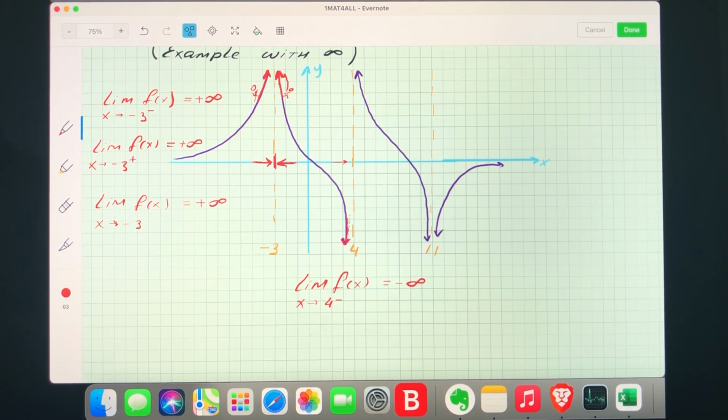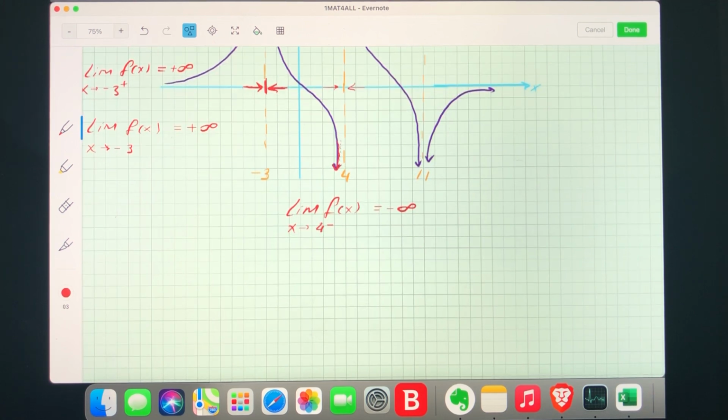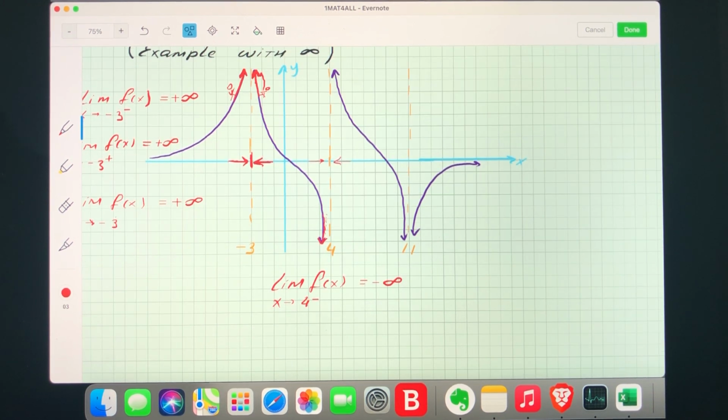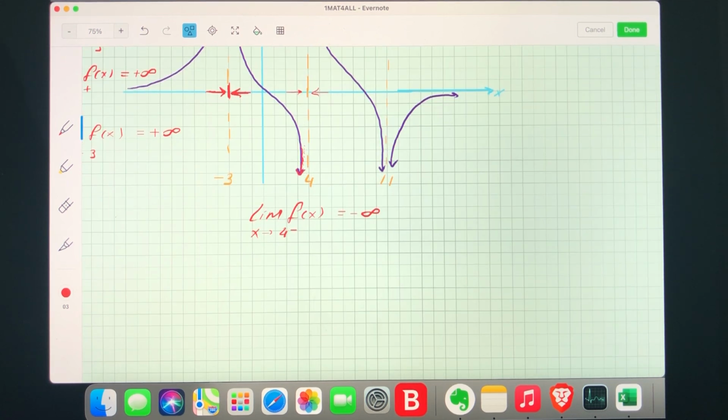Now, as I'm moving to 4 from the right side, what would happen to my height? Well, the height keeps going up and up and up. So the limit of my function as x approaches 4 from the right is actually equal to plus infinity. And if I'm asked what is the limit from both sides, in order for it to work, the limit from the left and from the right must be the same. And for us, from the left and from the right are different, which means the limit from both sides does not exist or is undefined.